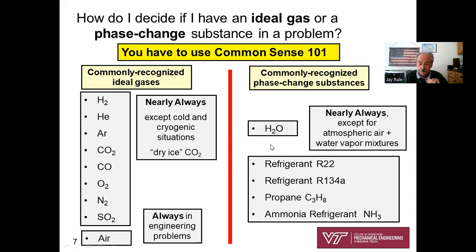Now, phase change substances, you look for words. When you see the word water or the word steam, that's H2O. That's a phase change substance. Also, you see the words refrigerant R22, R134A, propane, and even ammonia when it's used as a refrigerant. In very large industrial refrigeration systems, we use ammonia as the refrigerant. So those you recognize as phase change substances. You're going to go to the back of your book to your property tables to get properties there.